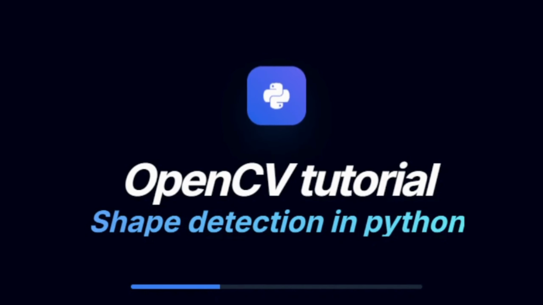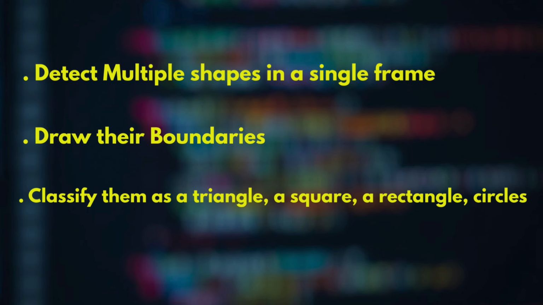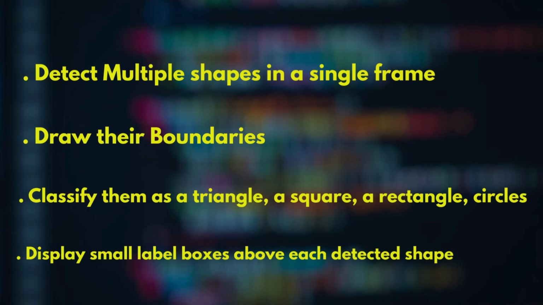Everyone, welcome back to another video, and in today's video we are building a complete shape detection system using OpenCV in Python. In this video we will detect multiple shapes in a single frame, draw their boundaries, classify them as a triangle, a square, a rectangle, circles, and display small label boxes above each detected shape. So without wasting any time, let's just dive into it.